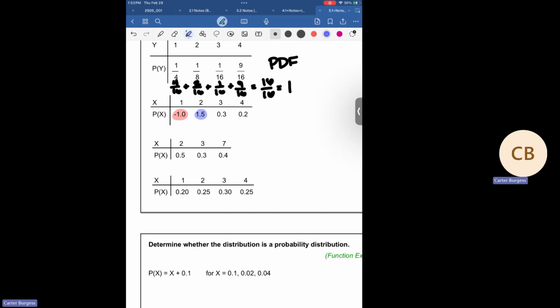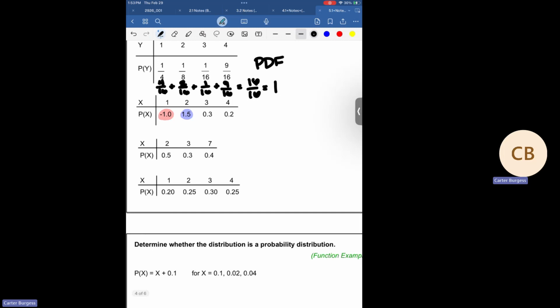Yeah, they do add up to 1. Does it matter? No. The fact that it's disqualified because of the individual probabilities. Because those can't be probabilities, this can't be a PDF, even though the sum of all of the values is 1. So this is not a PDF.